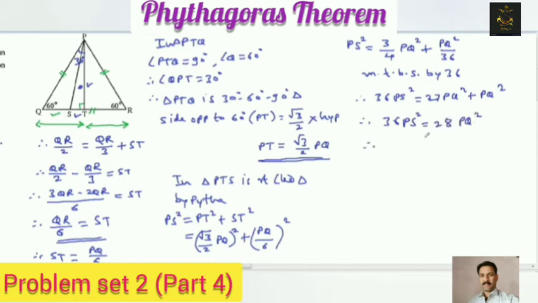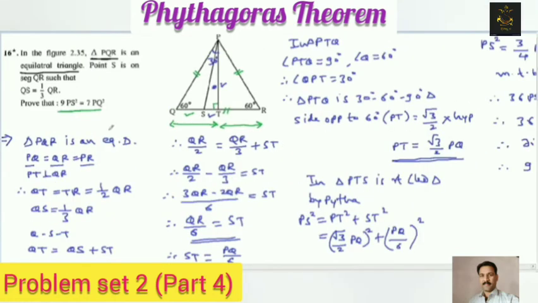If you observe here, both these are divisible by 4. So divide by 4 on both sides. What will we get? By dividing by 4 we'll get 9 PS square, and here dividing by 4, we'll get 7 PQ square. Just see what we have to prove here. Yes, this is 9 PS square is equal to 7 PQ square.